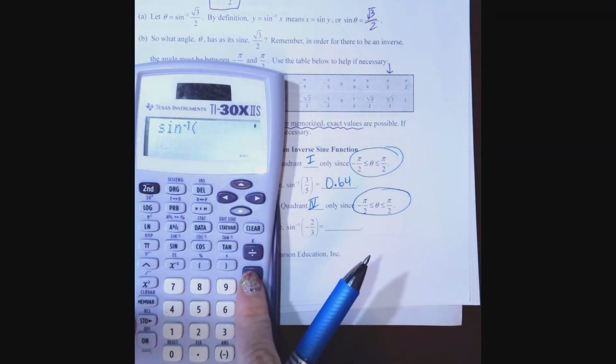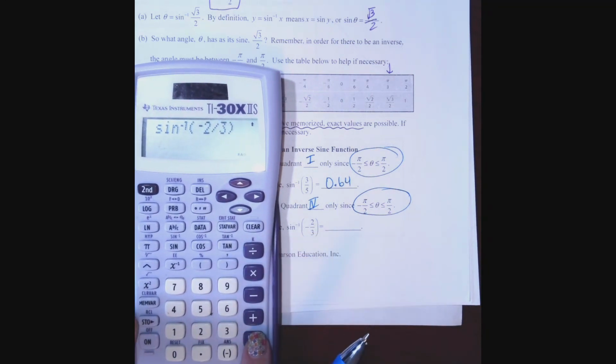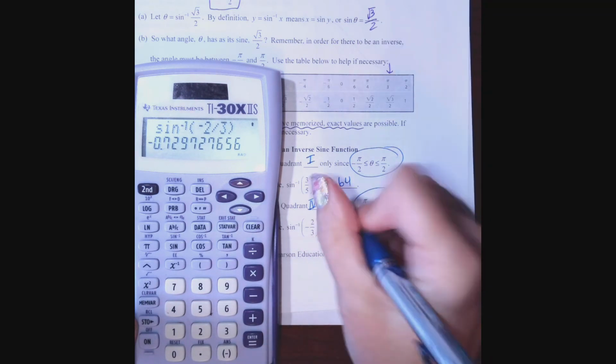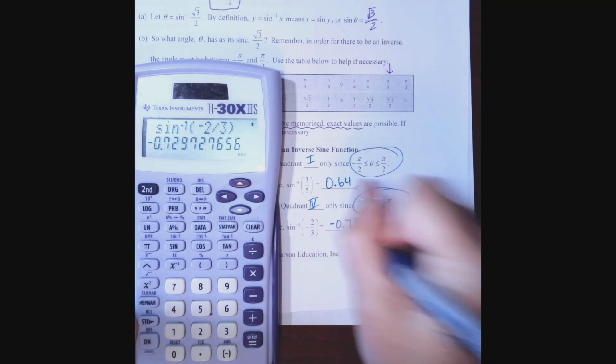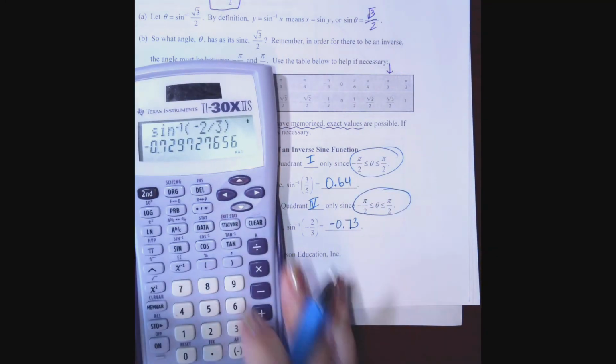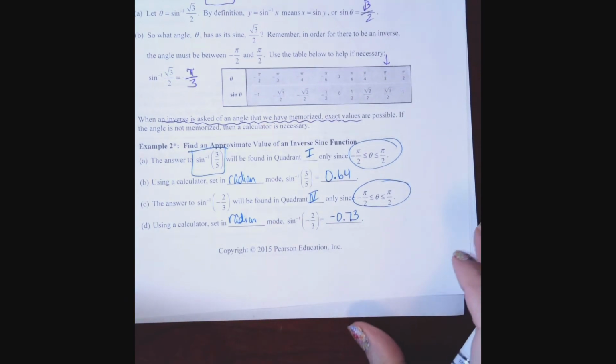So sine inverse, I'm still in radian mode, of -2/3. Have to use my calculator because that is not a value for one of my special angles. Rounded to 2 decimal places is -0.73, so 0.73 radians. Now, I want you guys to think about our unit circle.